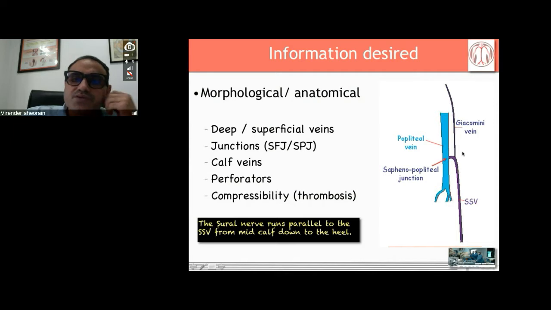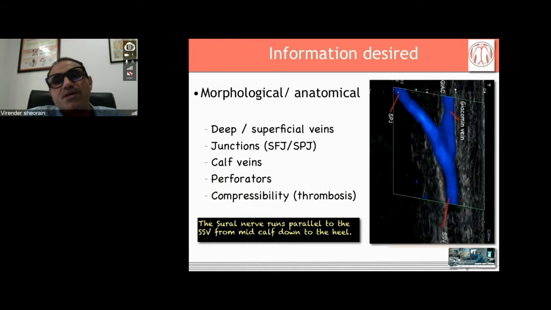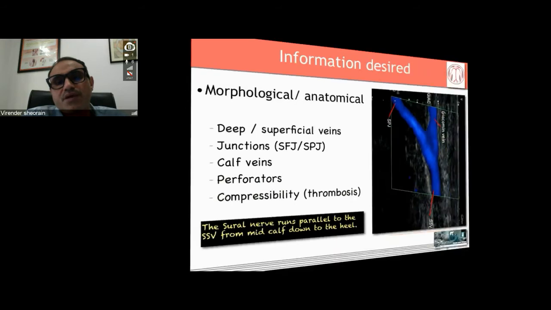So there is a variant which is called the vein of Giacomini. This is very important. Sometimes the reflux is not from the saphenopopliteal junction, but from the vein of Giacomini, which goes up, and then can have a confluence with the SFV, the superficial femoral vein. This is a picture which shows you how the vein is dilated, and this is a typical example of the vein of Giacomini. Here you can see it. So SPJ, SSV, and this is the vein of Giacomini.